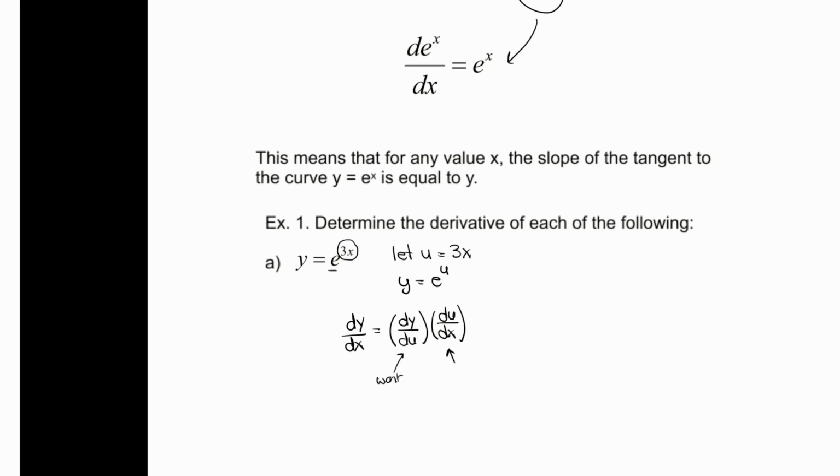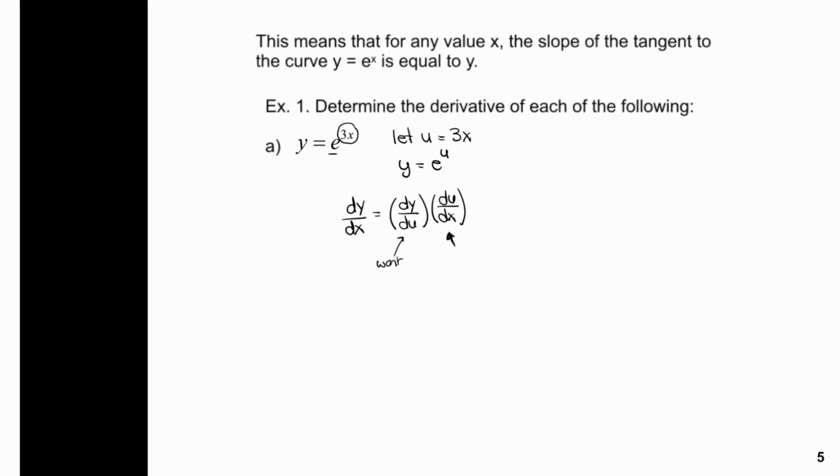And dy du is the derivative of y written in terms of u. We already know that the derivative of e to the x is just e to the x. We saw that on the second slide. So the derivative of e to the u must also be e to the u. So du over dx is the derivative of u written in terms of x, and that derivative is simple. It's just 3. So let's take a look at what our derivative is.